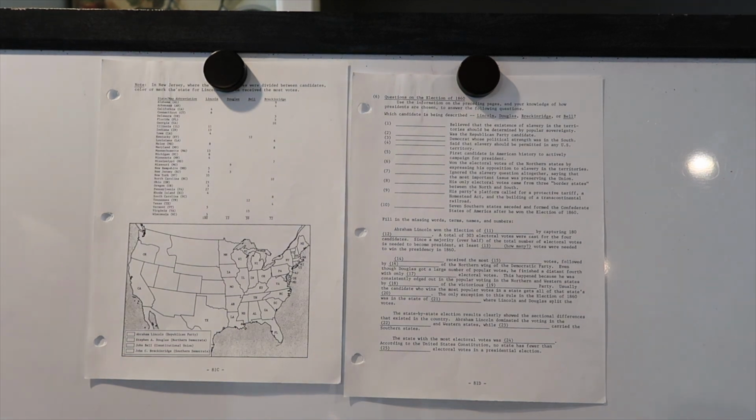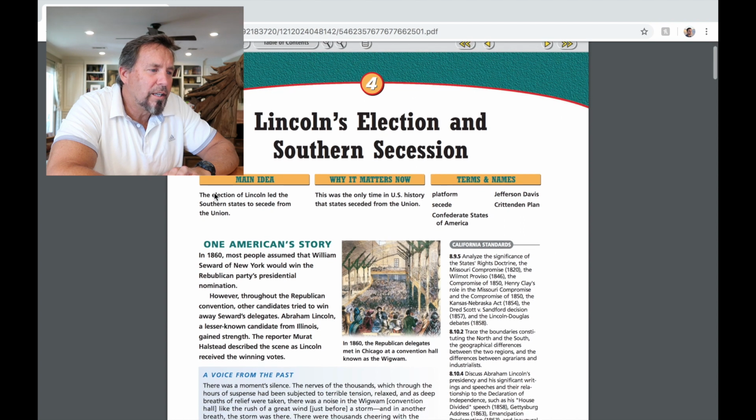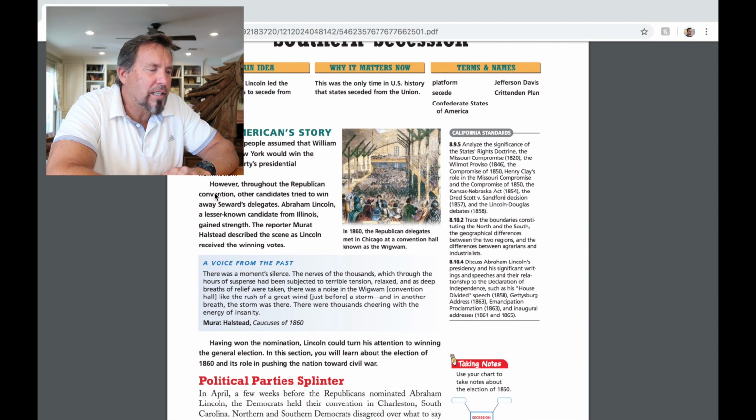Now let's go ahead and go through the chapter and take a look at some of the pictures and some of the ideas that you read as you completed your section assessment. So here we go. Let's take a look at chapter 15, section 4. And on the first page, on page 471, it talks about the Republican National Convention in 1860. It shows a painting of what the convention looked like inside of a Chicago convention hall.